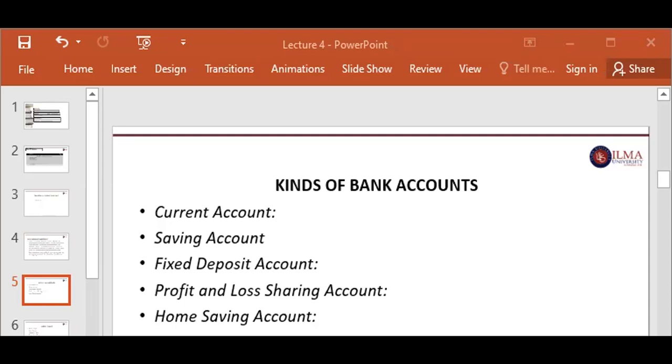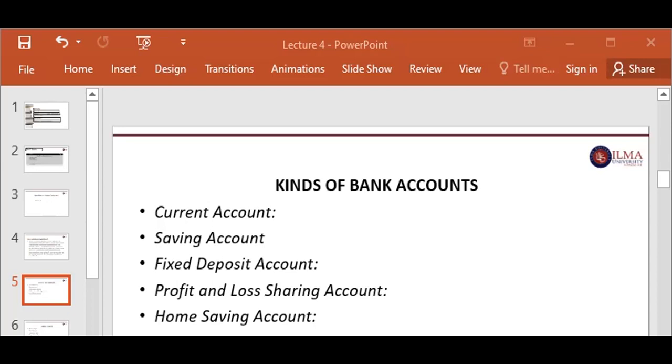If a customer wants to withdraw money before the fixed time period, he has to surrender the interest for the expired period, or he can get a loan against the deposit from the bank. This account is suitable for those persons who can save money for some time and want a higher interest rate.